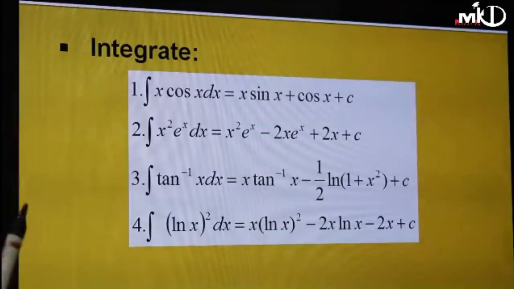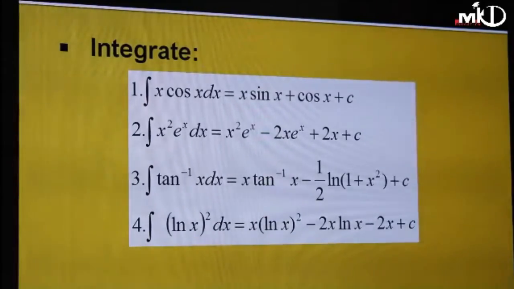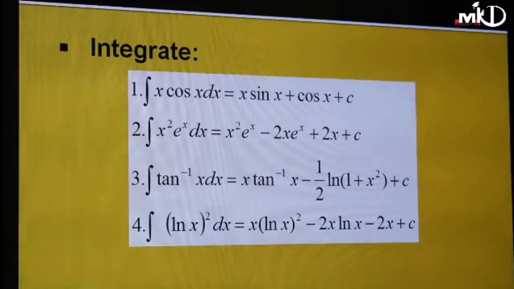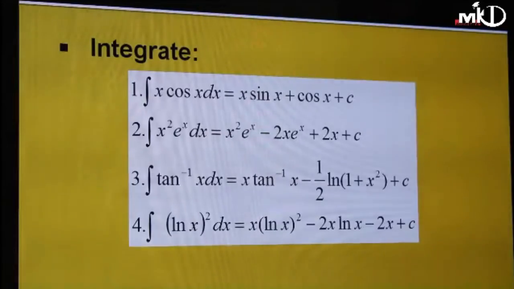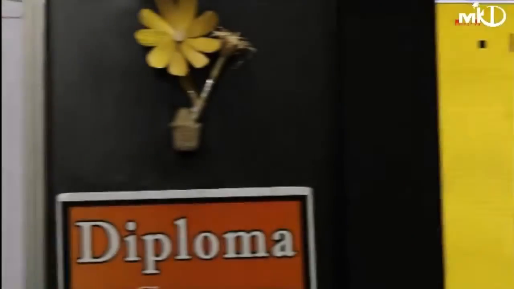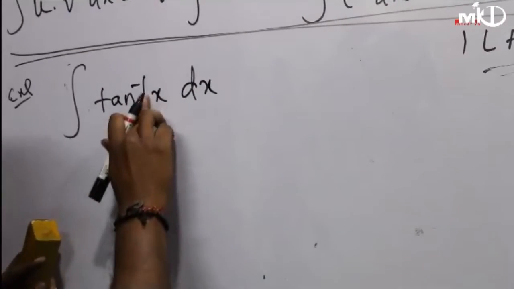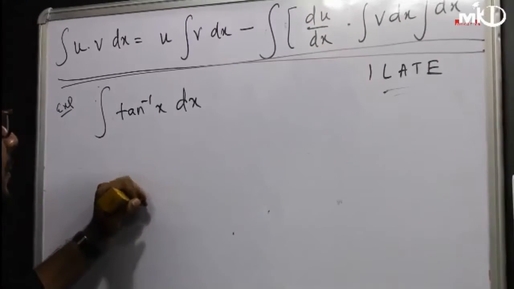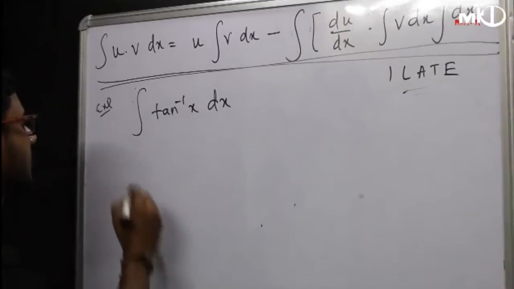There is tan inverse x. So you may say that there is only one function, how to do its integration. If we can do tan inverse x directly, then it's okay. But there is no formula to find out directly the integration of tan inverse x. But using by parts, we can solve it. So let's find out the integration of tan inverse x. Actually, in reality we cannot find the integration of tan inverse x directly. But using by parts, we can do it.